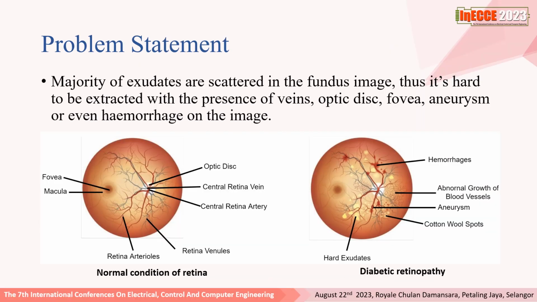Next is the problem statement. The majority of exudates are scattered in the fundus image, thus it's hard to extract them with the presence of vein, thick disc, fovea, aneurysm, or even hemorrhage on the image.